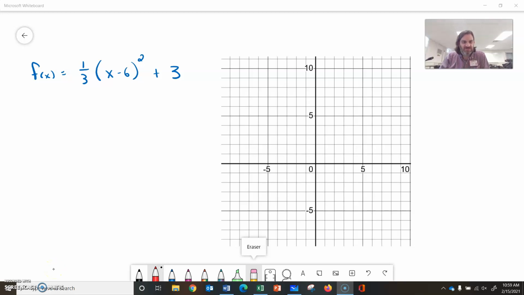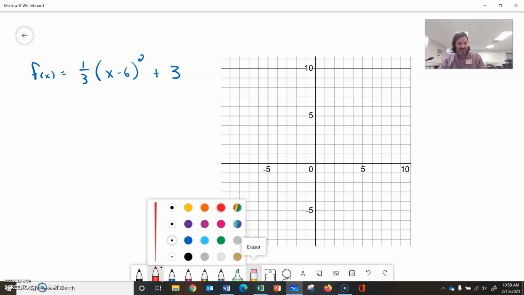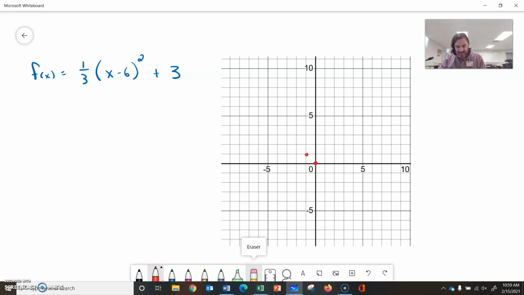Okay, so we're going to graph f of x equals 1/3 times the quantity of x minus 6 squared plus 3. So the overall idea here is that this is a square function, so it looks like the parabola at the center is the parent function. Let's get a couple of those points in here. So the general parabola looks like this. That is the x squared. So let's see what's happening to it.